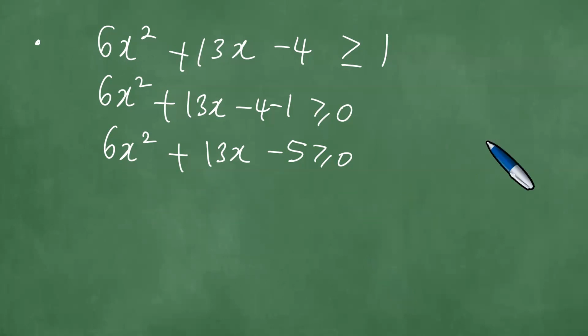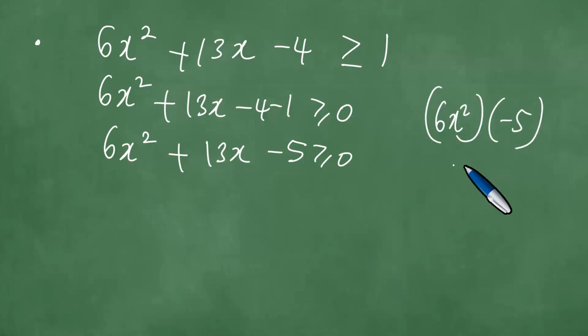We multiply 6x squared with minus 5, getting what? Minus 30x squared. So we take the factors of minus 30x squared that will give 13x. So it's easy. Somebody's going to be saying, what are the factors here of minus 30x squared that will give 13x? There are 15 and 2.